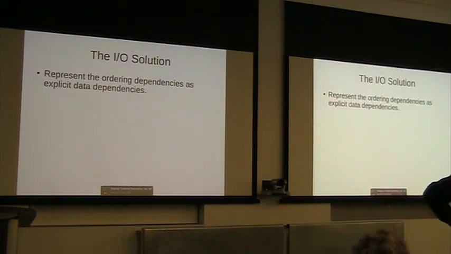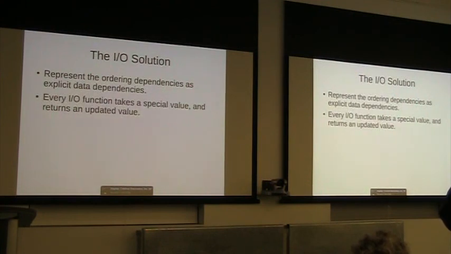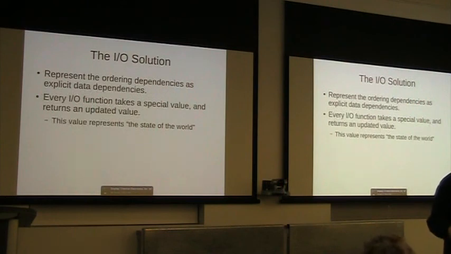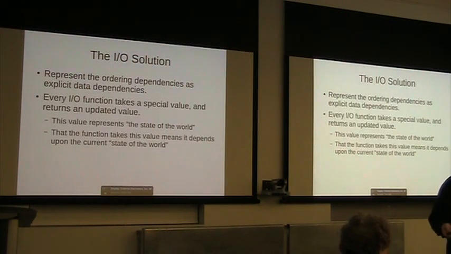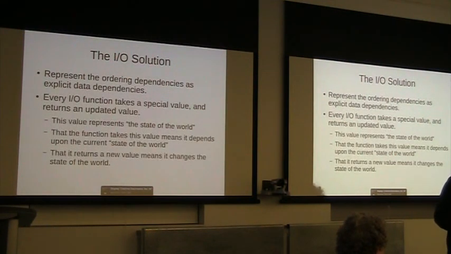So the solution Haskell has hit upon is you represent the ordering dependencies as explicit data dependencies. Every function that does IO or other real side effects just takes a special value and returns a special value. The value represents conceptually the state of the world. By taking the state of the world, we're explicitly saying we depend upon the state of the world and all the IOs that have happened before us, and by returning a new state of the world, we are saying we've changed the state of the world, and all the IOs after us have to be executed after we're executed.